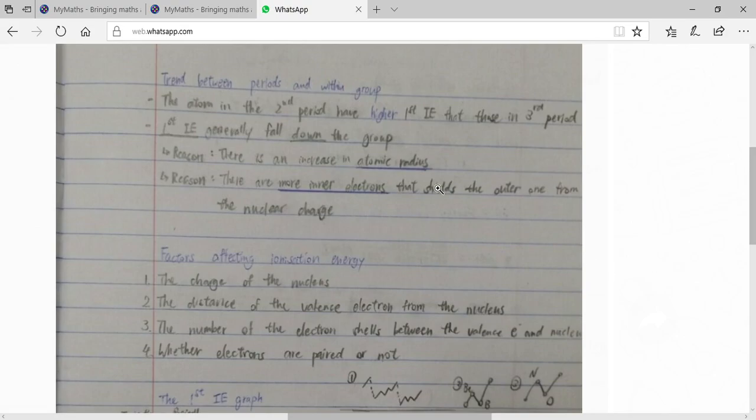Okay, so on the next page which you had sent to me, trends between periods and within a group. Okay, so Beta, you are asking about trends, related to the ionization energy. The second period has a higher ionization energy than that of the third period. Yes, that's right. So that means ionization energy will be more in the previous period than the next period. Oh, so that means ionization energy increases as we go down the group. Oh, sorry, increases as we go right. As we go left to right, yes. When we go left to right in the periodic table, the ionization energy increases. Yes, and from up to down it decreases.